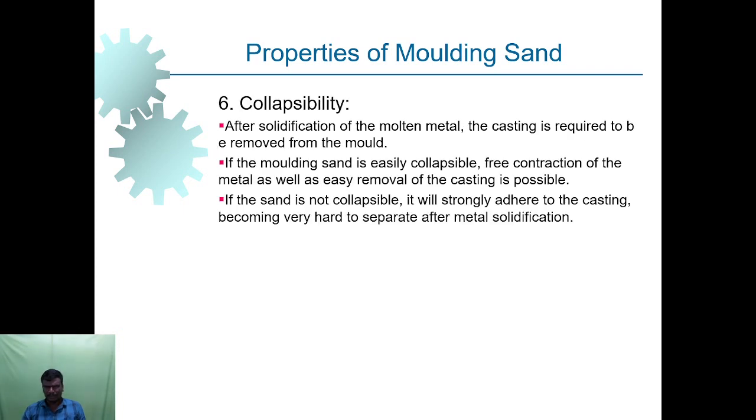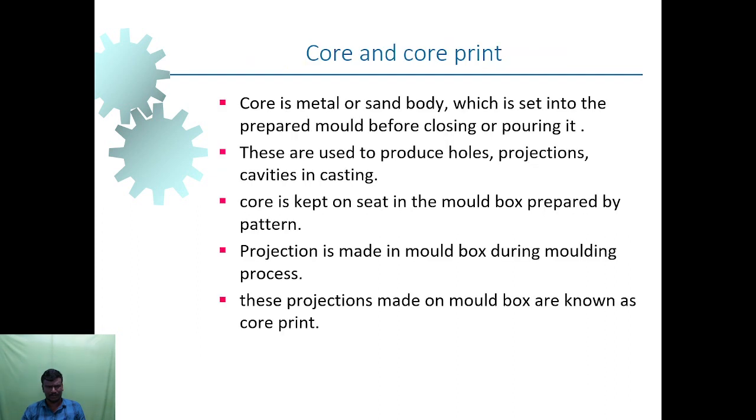The collapsibility. After the solidification of the molten metal, the casting is required to be removed from the mold. If the molding sand is easily collapsible, the free contraction of the metal as well as easy removal of the casting is possible. If the sand is not collapsible, it will strongly adhere to the casting, becoming very hard to separate after metal solidification. The next, the core and core prints.